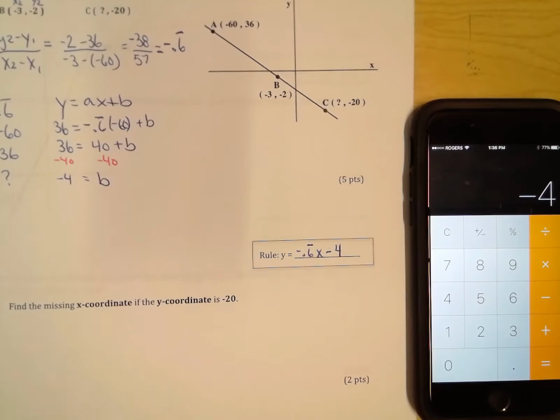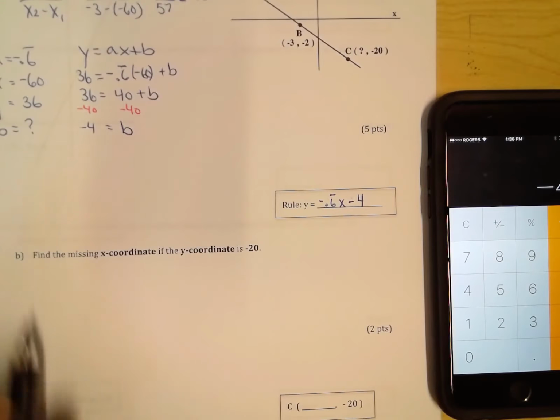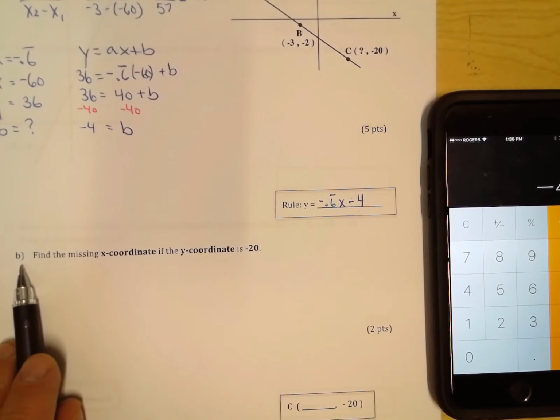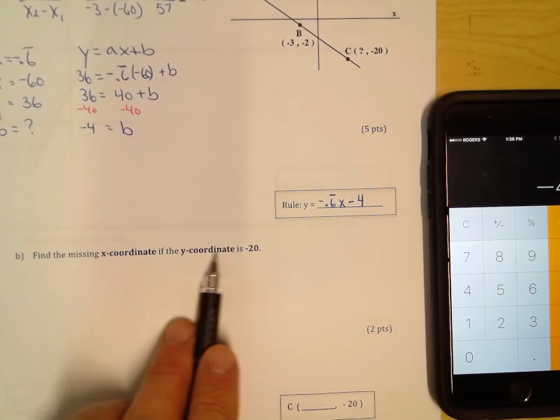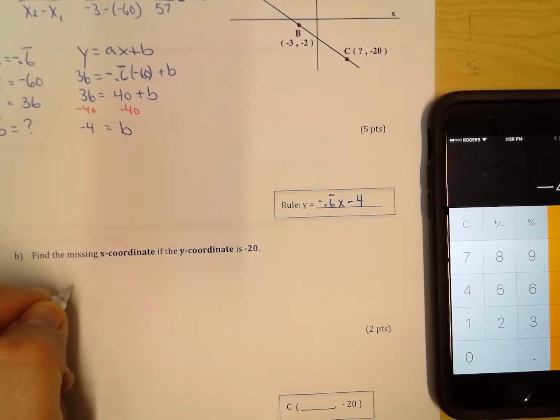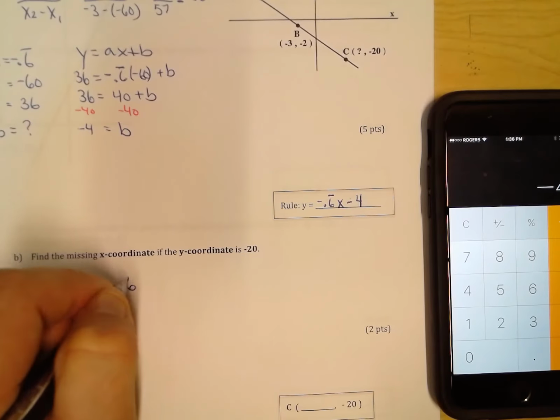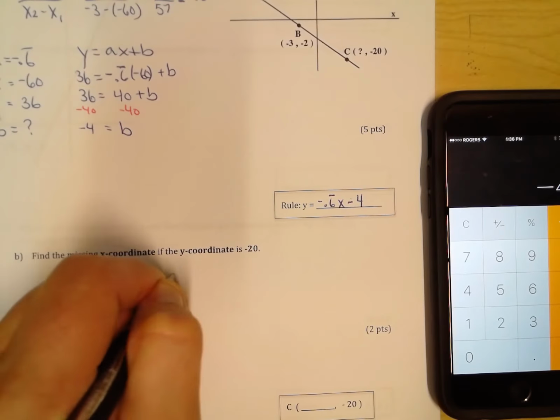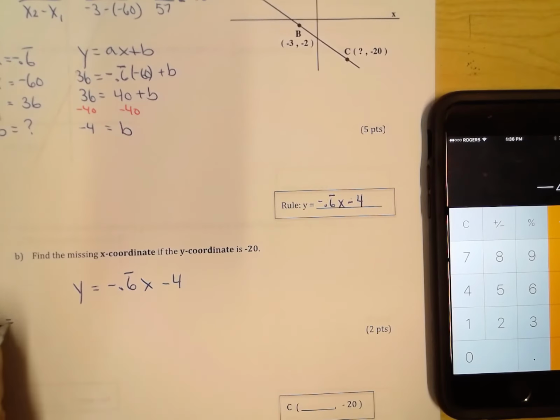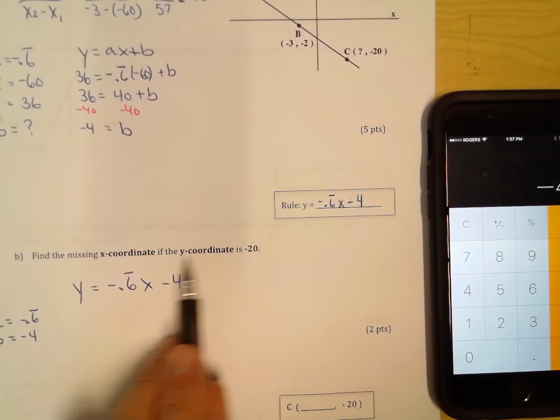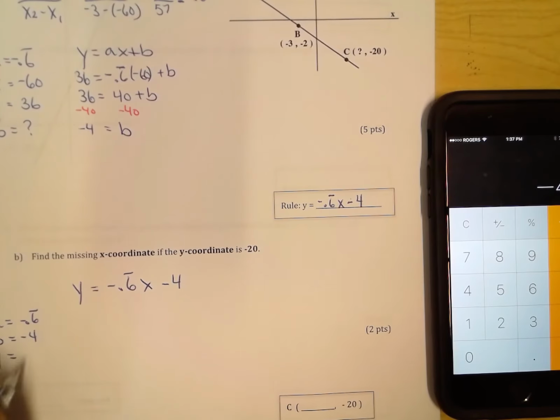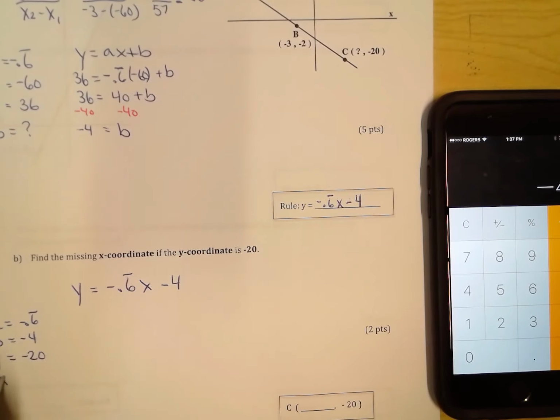And with that, we could go ahead now and find the missing x-coordinate, which is what we've been asked in part B. Find the missing x-coordinate if the y-coordinate is negative 20. Well, we know the equation of the line. Y is equal to negative 0.6 repeating x minus 4, which means we know the a, we know the b, we've been given a y, and the last one to find is that x.